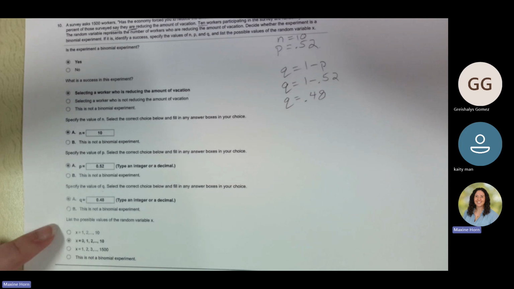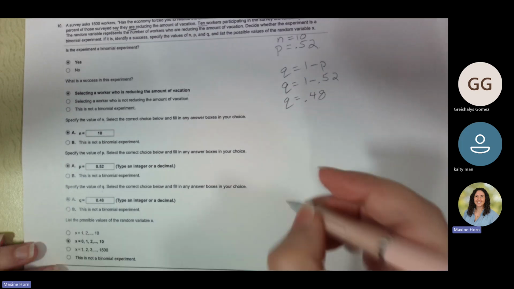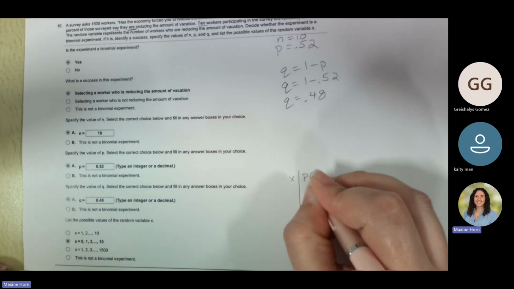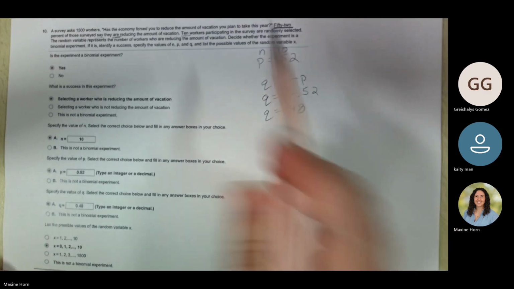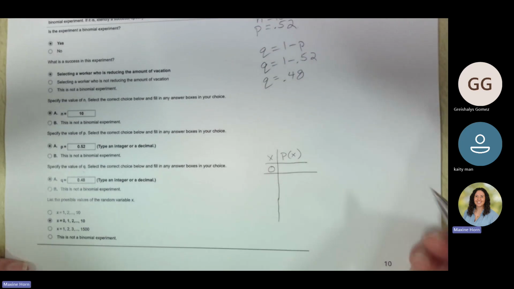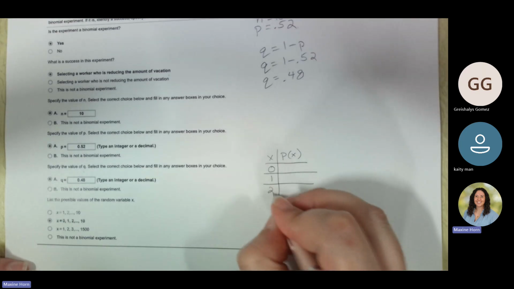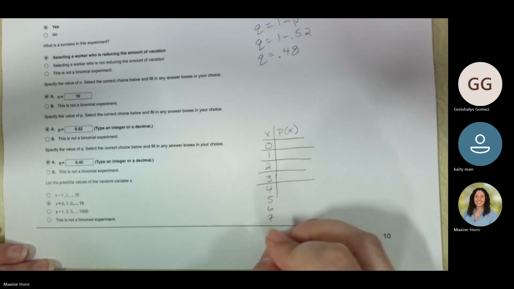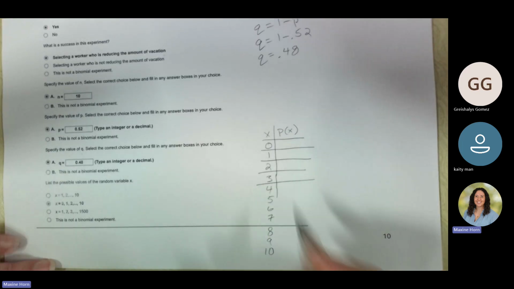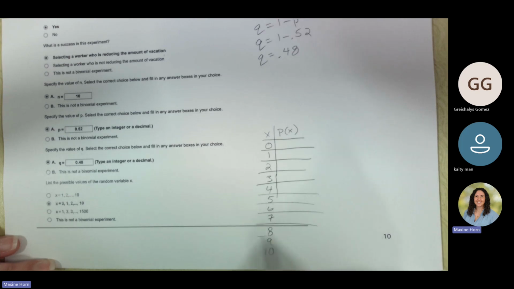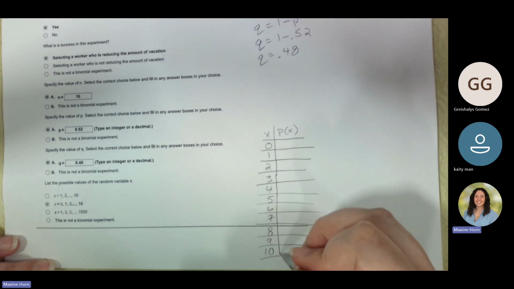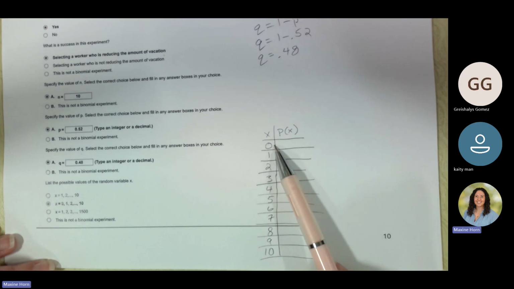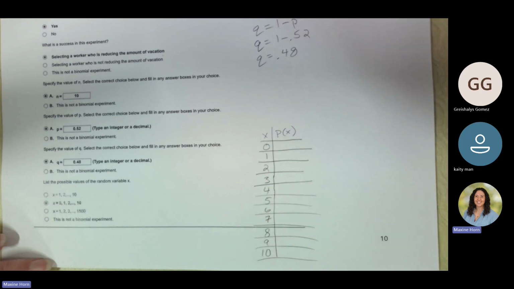Then they say list the possible values of the random variable X. So remember, you can always make your table. You have 10 workers, so maybe none of them are reducing their vacation time. Maybe one of them is reducing it, maybe 2 of them, or 3 of them, or 4, 5, 6, 7, 8, 9, or maybe all 10 of them. One common thing that I see is that people forget to include the 0.